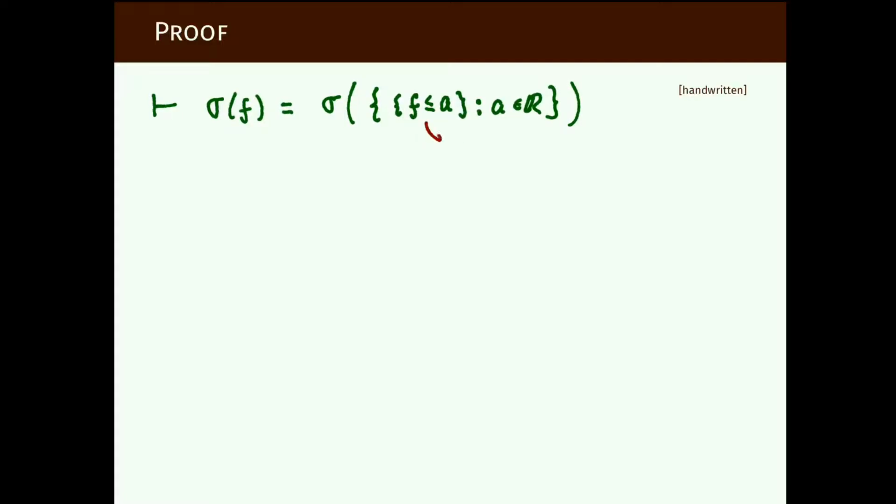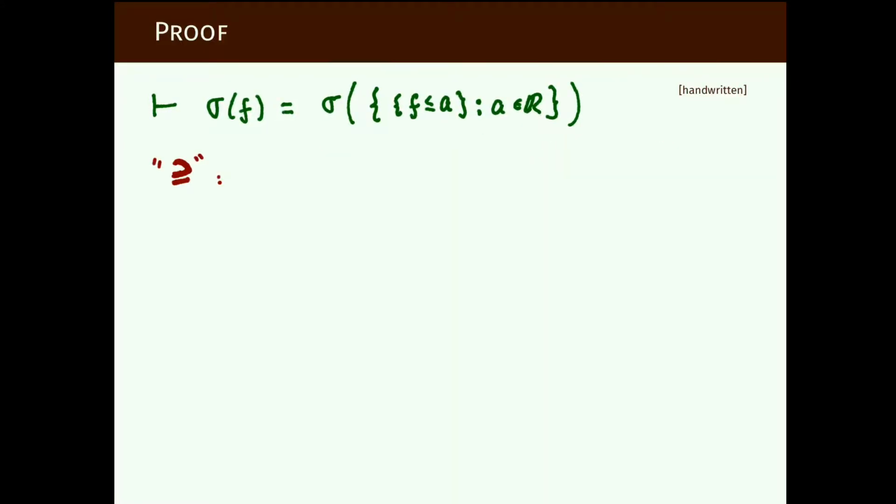This is just a notation for f^{-1} of (minus infinity, a], which is the same as the set of omega such that f of omega is at most a. So this is just a notation. And we want to prove that these two sets are equal, and we're going to prove this using a typical way of proving two sets are equal. We prove first that sigma of f is a subset of the sigma algebra generated by this family, and then we prove the opposite inclusion.